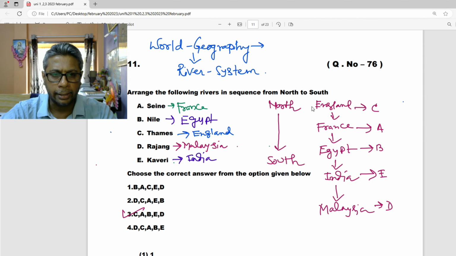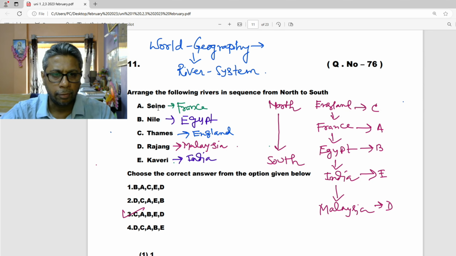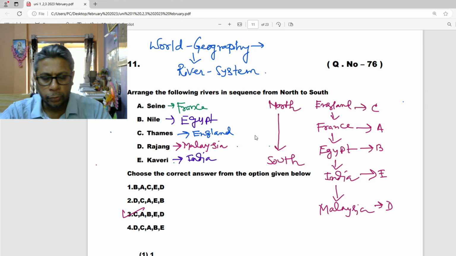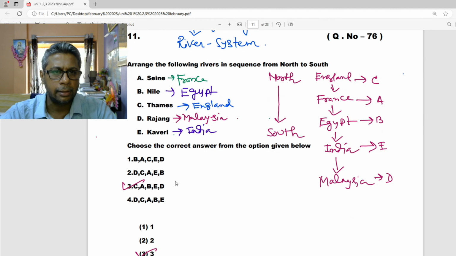The first is England, Thames, A C is first according to the sequence. Next, France, Seine river. Third, Egypt, B, Nile. Fourth, India, E, Kaveri. And fifth, Malaysia, D, Rajang. So these are the world geography river systems from the northern part of the world to the southern part of the world. So option number 3, CABED is the correct one.